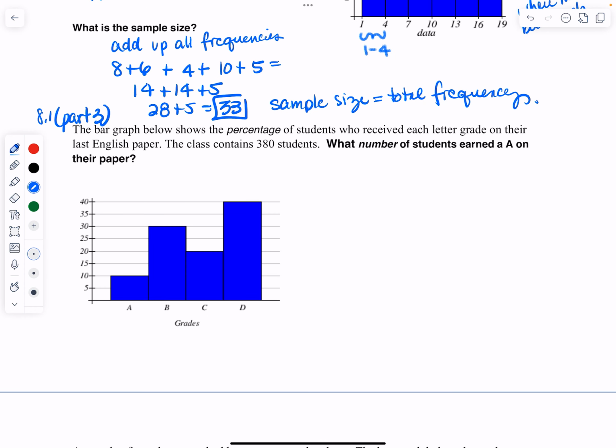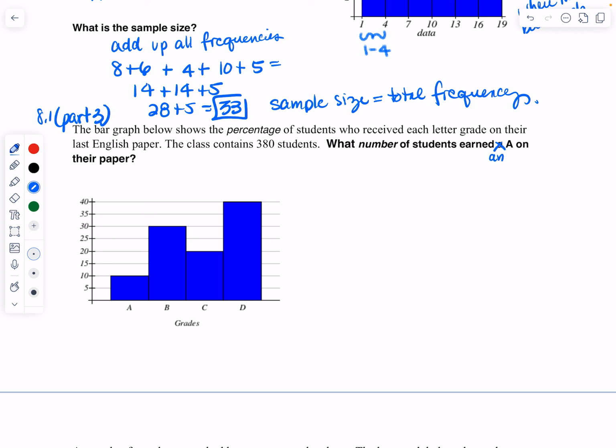This is 8.1 part 3. The bar graph below shows the percentage of students who received each letter grade on their last English paper. The class contains 380 students. What number of students earned an A on their paper?